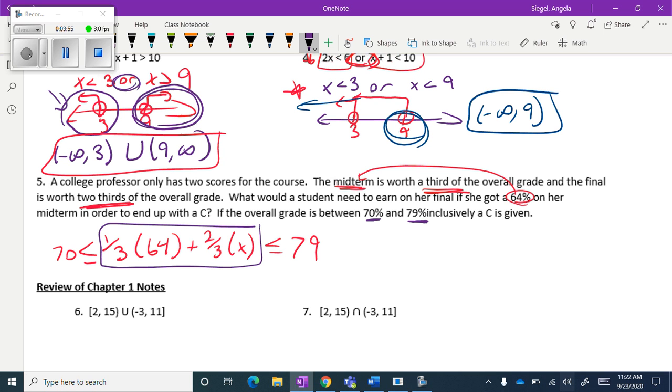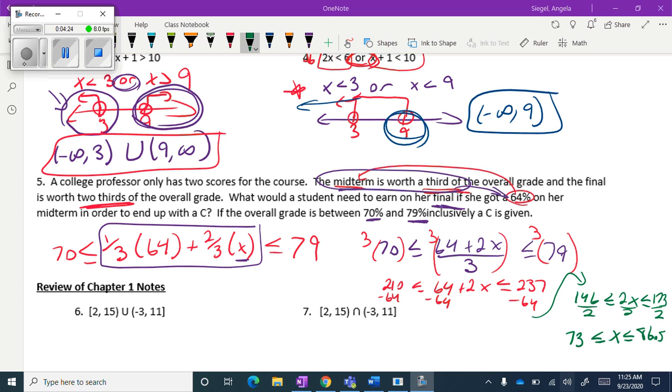Okay, so in the middle, it says the midterm is worth 1/3 of the overall grade, and we know what she got. She got a 64%. But the final is 2/3 of her grade, but we don't know what she's going to get on that. So we're going to put an x there. So we're going to just solve it from here. Now it's just like a basic algebra problem. Go ahead and try it on your own and see what you get for x.